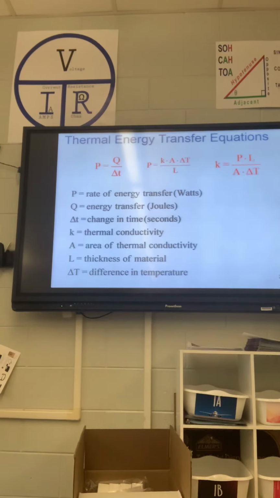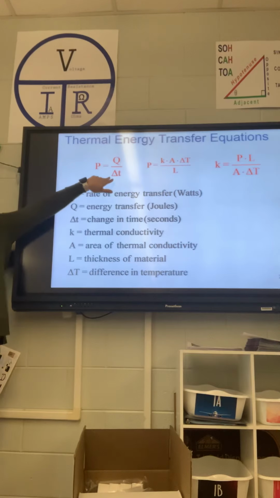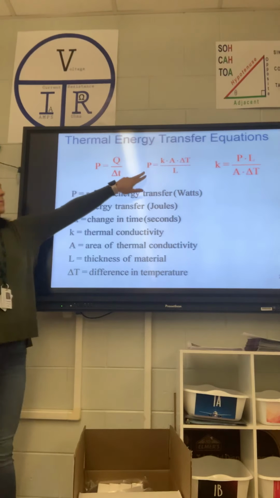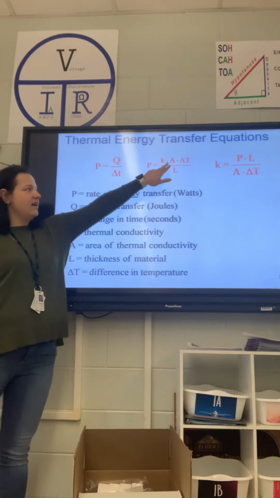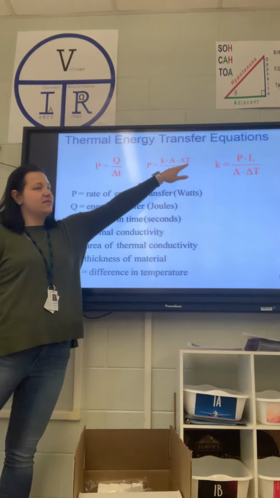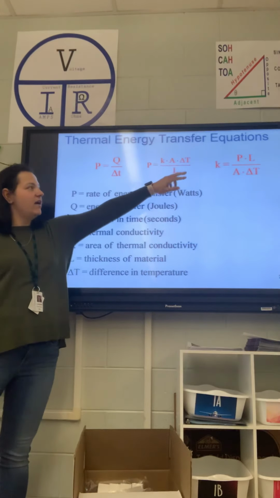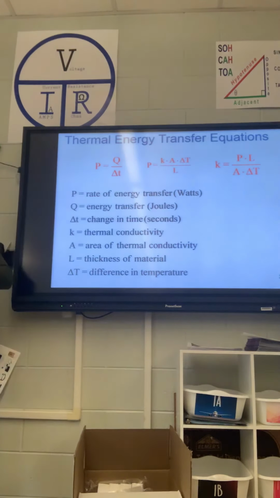And then the other equations on there: P equals Q over delta little t. P equals K times A times delta capital T over L. And then K equals P times L over A over delta temperature. So what does all that mean?